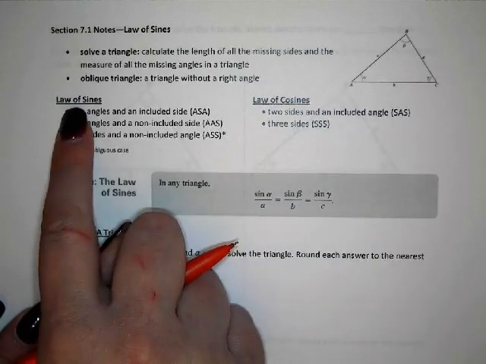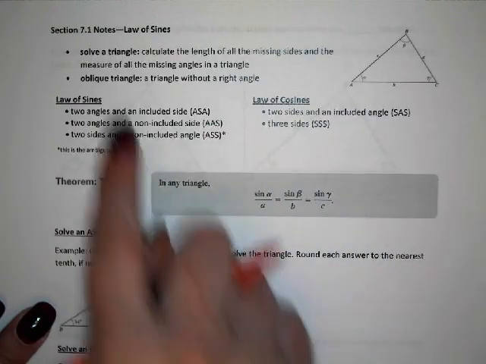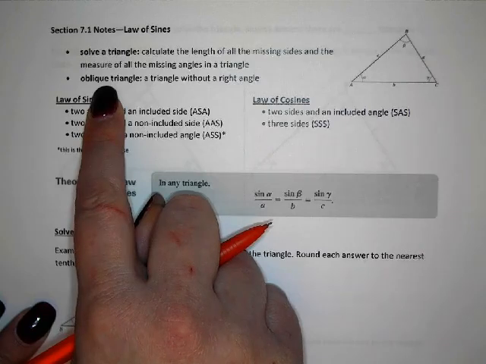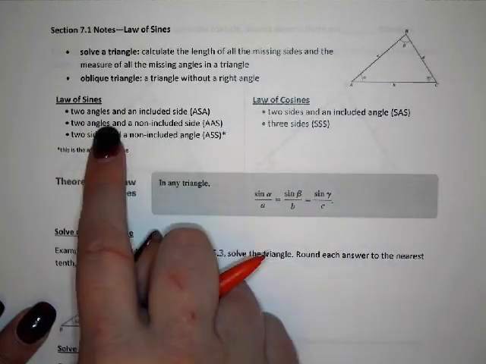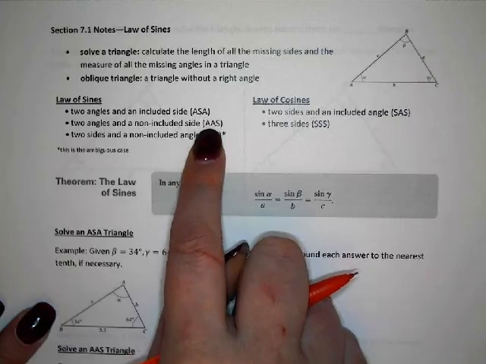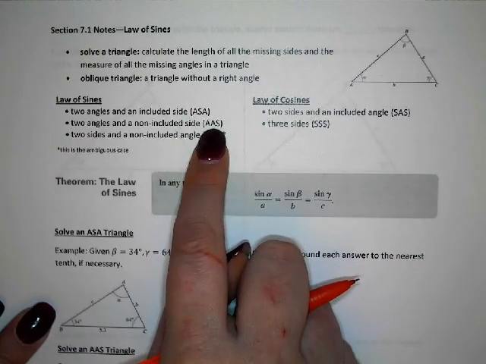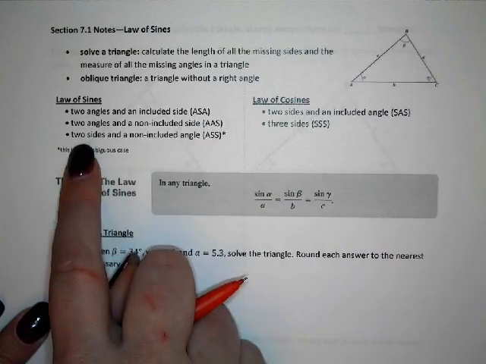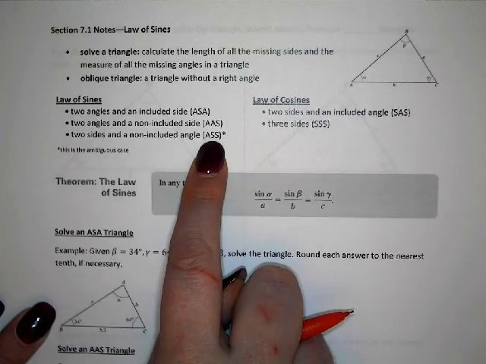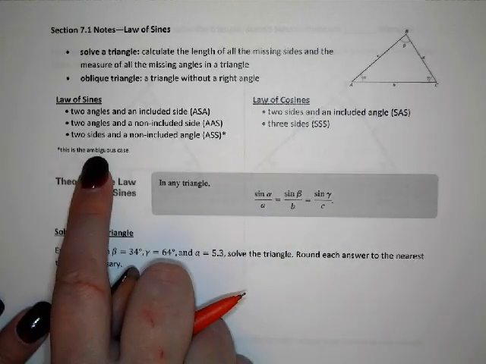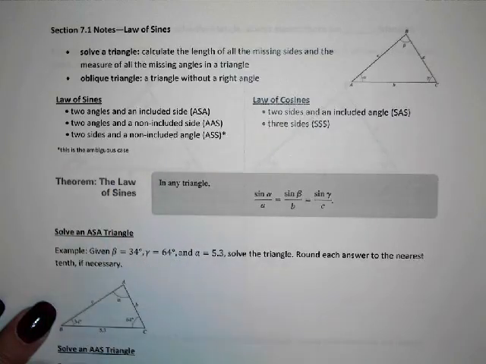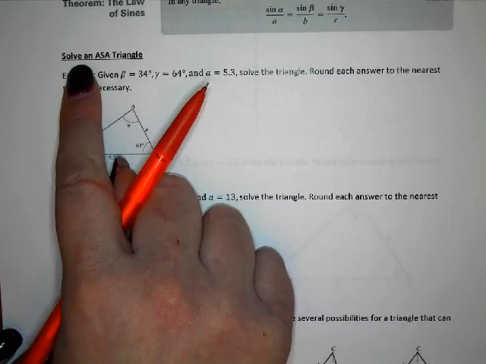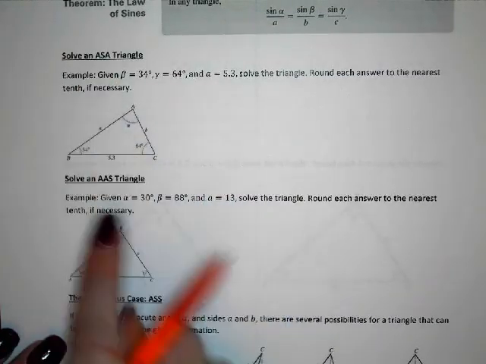So we're going to talk about law of sines, and when we do law of sines for oblique triangles that do not have a 90-degree angle, the two situations that we're going to cover first, angle side angle and angle angle side, are pretty straightforward. They're pretty easy to do. And the third situation, angle side side, is a little bit of a pain. This is called the ambiguous case, and it's going to be the majority of what our notes are on today.